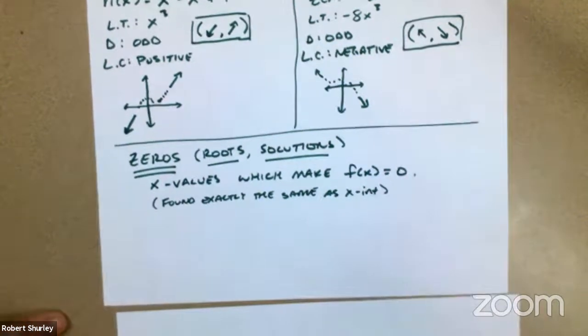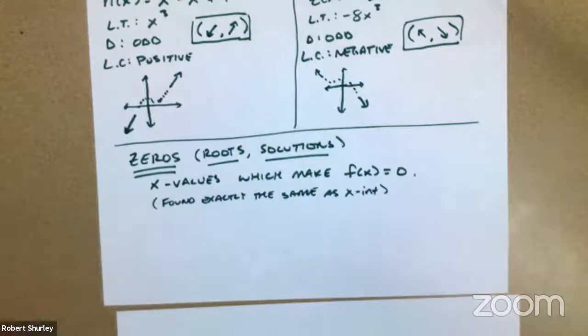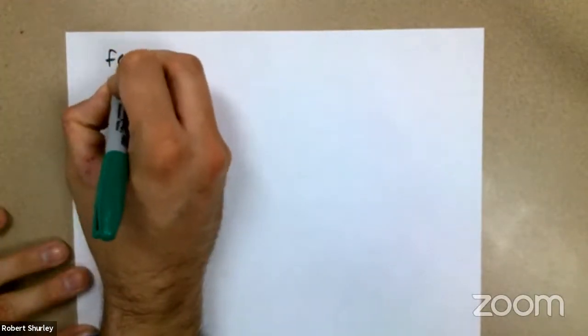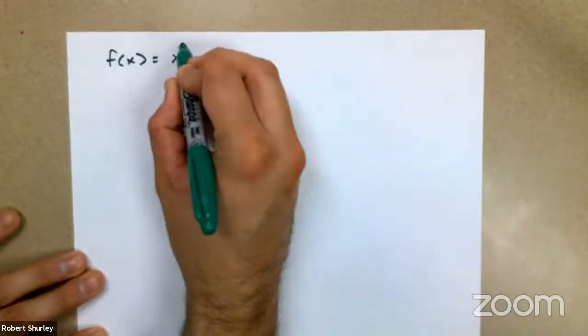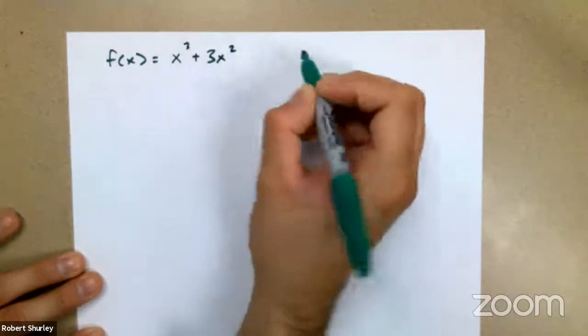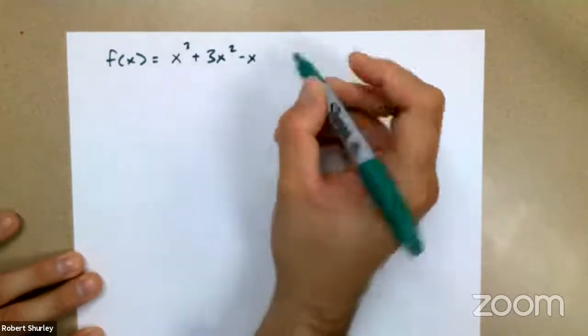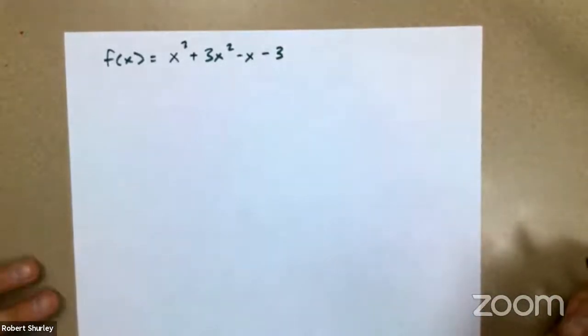So we're going to do a very, very basic example of finding zeros next. I'm stealing this straight from the book. It's on the bottom of page 352. f of x equals x cubed plus 3x squared minus x minus 3. And the question states, find all zeros.